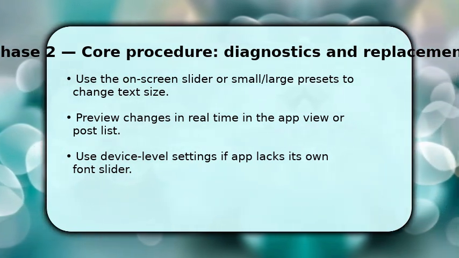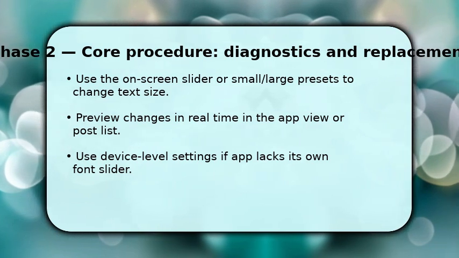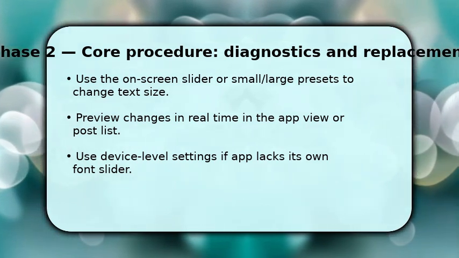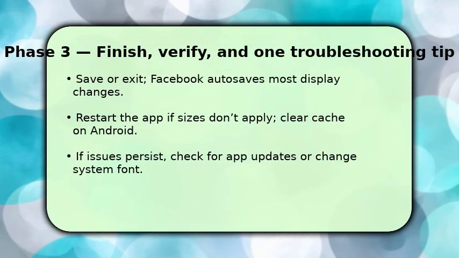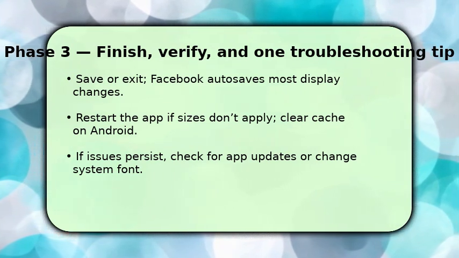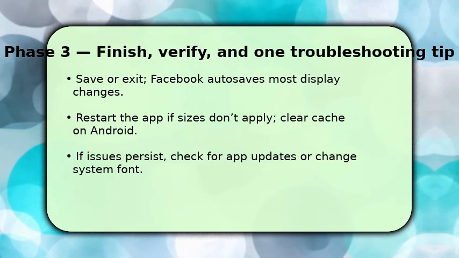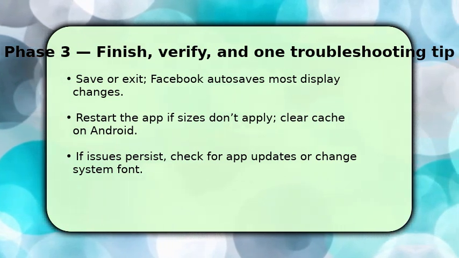Make subtle increases first. Large jumps can break layout. And remember different sections. Finish by exiting settings. Facebook usually applies changes immediately, but you should test by reopening a feed and a message thread. If sizes don't stick, force close and reopen the app or clear cache on Android. That often resolves stale UI.